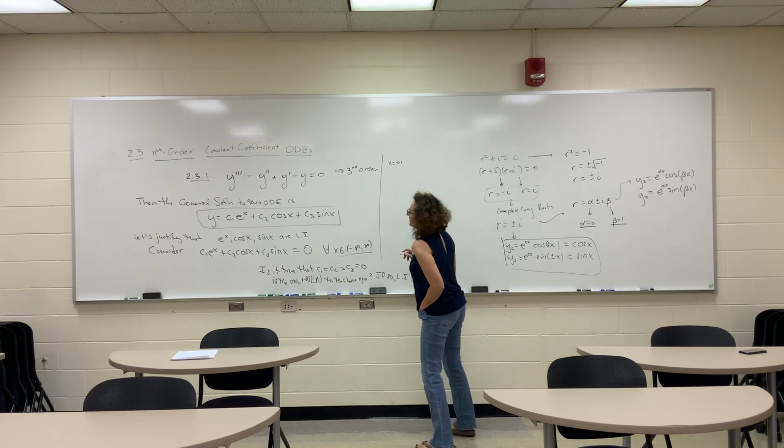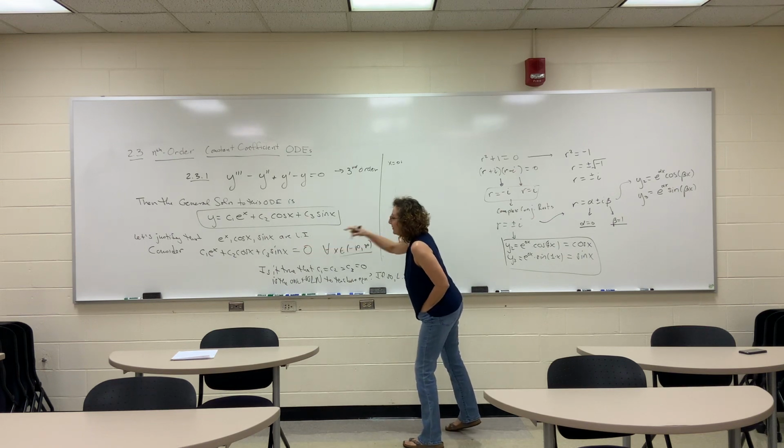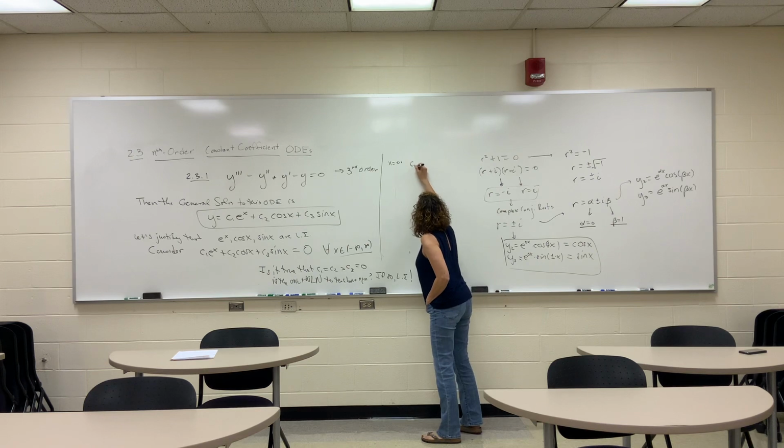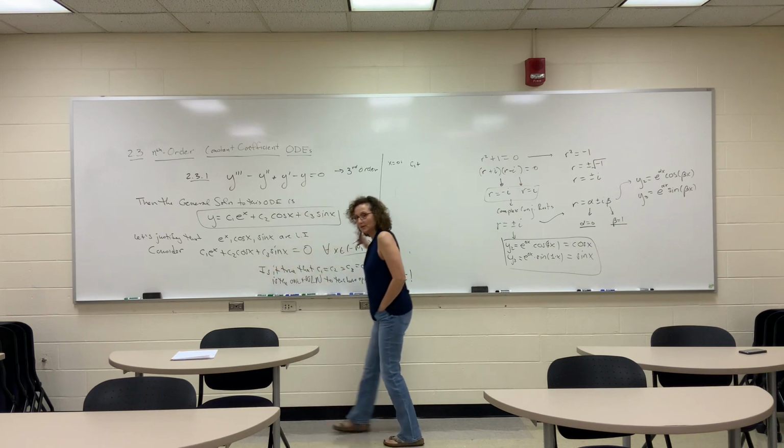All right, so what if x is 0? If x is 0, then what does this equation become? C1 e to the 0, so e to the 0 is 1, so C1 plus C2 cosine of 0, what is cosine of 0?